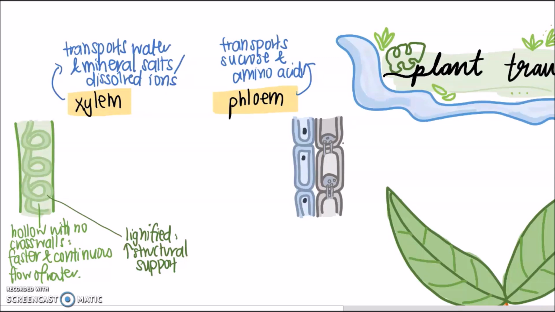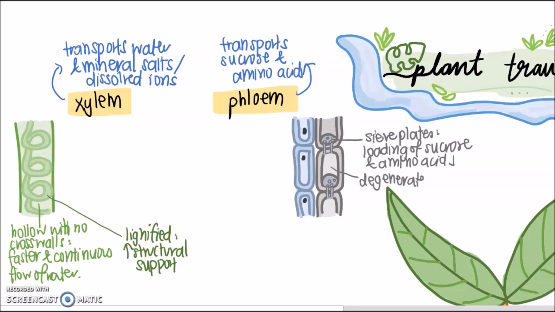For the phloem, we see they have what we call sieve plates, and this actually helps in the loading of sucrose and amino acids. So this is where the food is being transported into the phloem. And the phloem has a degenerate protoplasm, meaning there are no organelles, there's only cytoplasm. And this reduces resistance of flow, because organelles will actually obstruct the flow. And if I want it to be a very fast transport, I will actually remove all the organelles and obstructions.